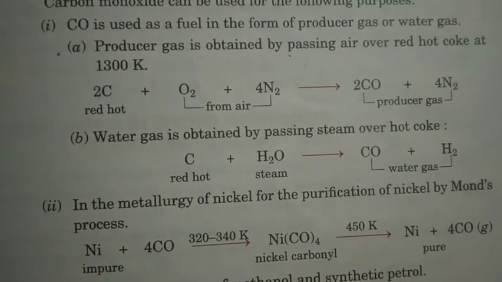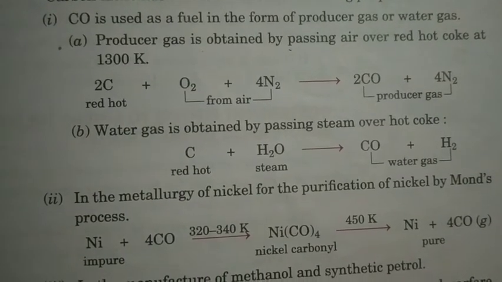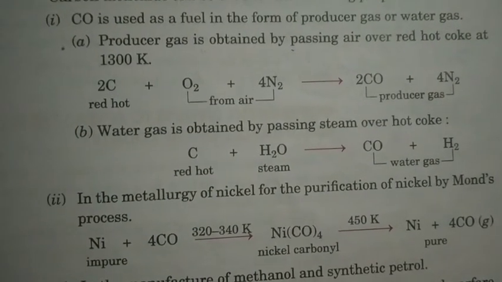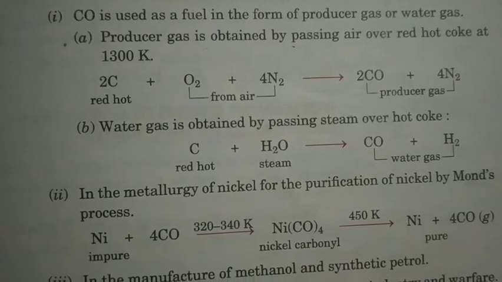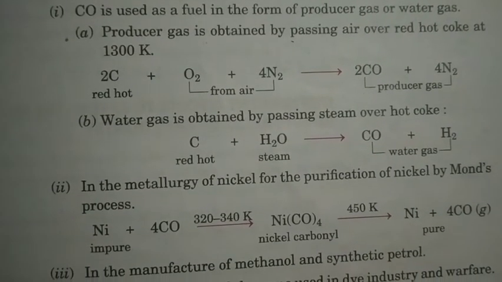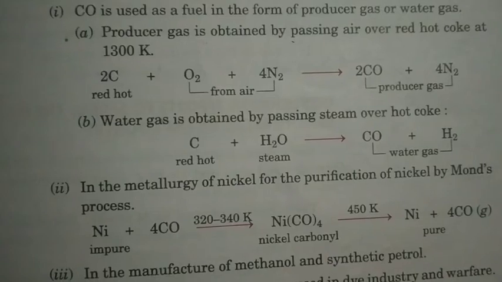Secondly, water gas is obtained by passing steam over red hot coke. So this red hot coke plus steam will form water gas. What is water gas? Carbon monoxide plus hydrogen gas.